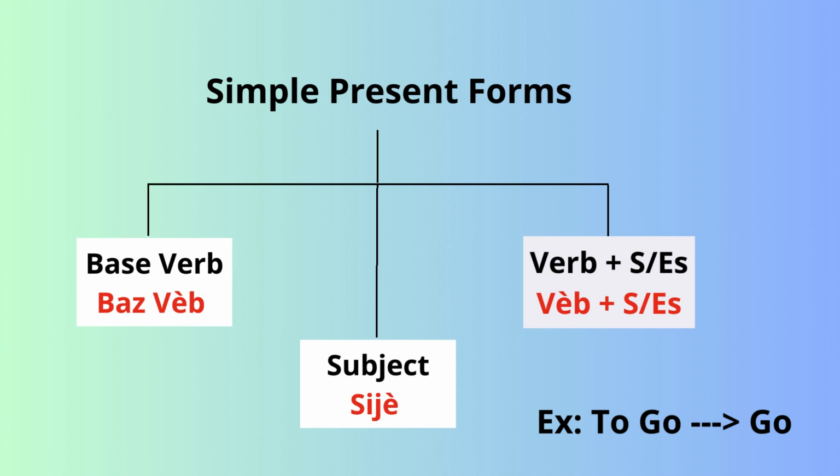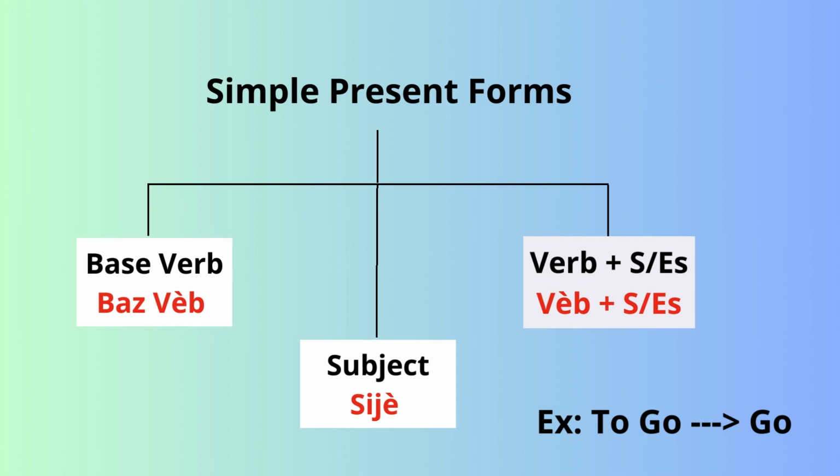The base verb is the infinitive without to. For example, to go. In the verb to go, go is the base verb. After that, we need the verb plus s or es. But these two forms depend on the subject.